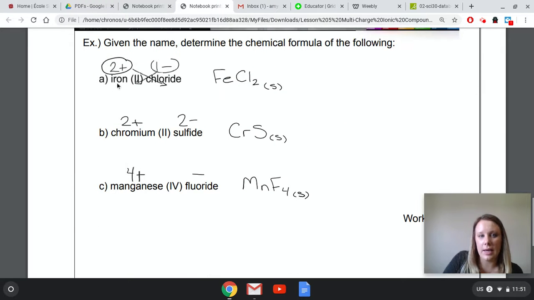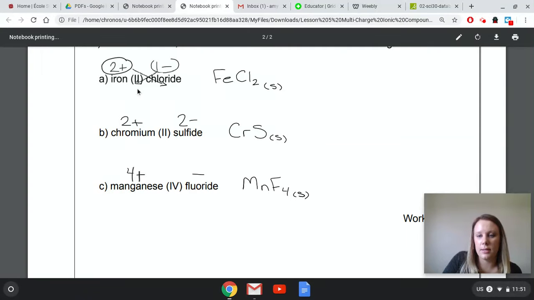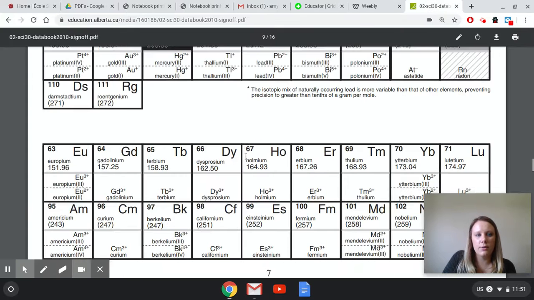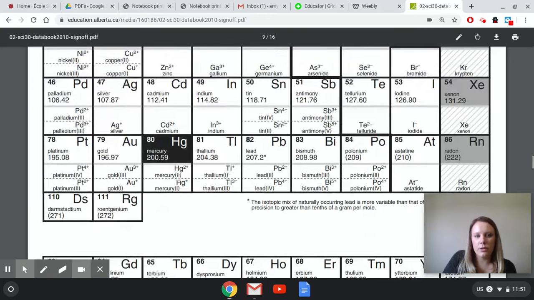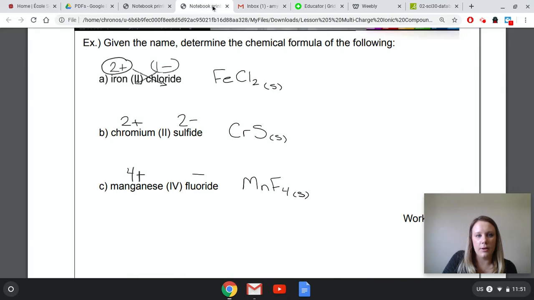When we're given the name and we want to write the formula, this is what we were practicing in lesson 4 with crossing the charges. For the metal, when you're dealing with Roman numerals, whatever the Roman numeral is, that's what the charge is. If we take a look at a few, mercury(II) has Roman numeral 2. Mercury with 1 plus is mercury(I). So these are always going to follow this pattern.